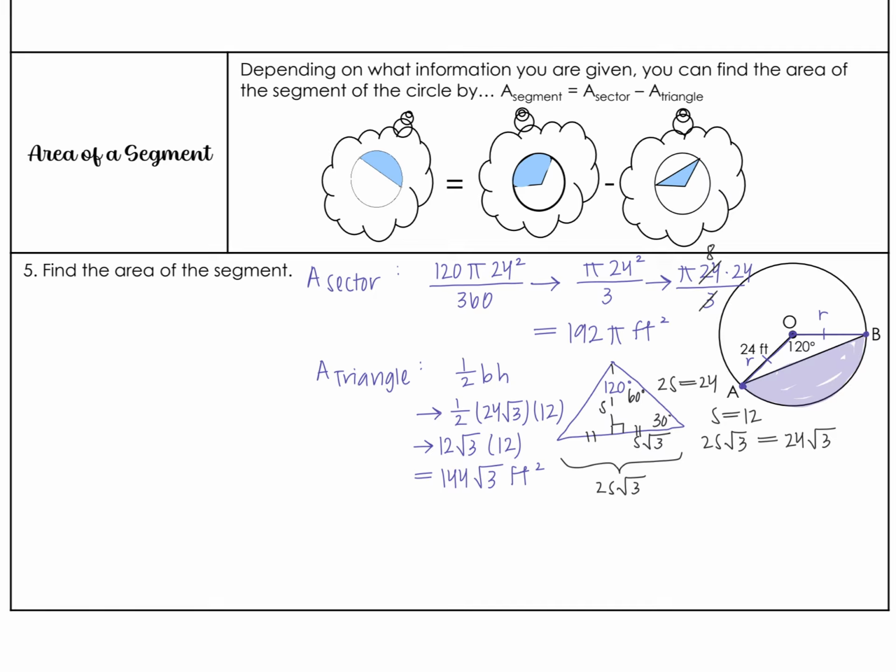So with that being said, the area of my segment, remember, is just us subtracting the area of the triangle from the area of the sector. We've got that 192 pi minus the triangle, that 144 root 3. And then we'll have our units, which is that feet squared. And since we have that pi in the first one and also the root 3 in the second one, we cannot actually subtract any further. This would be my final answer.